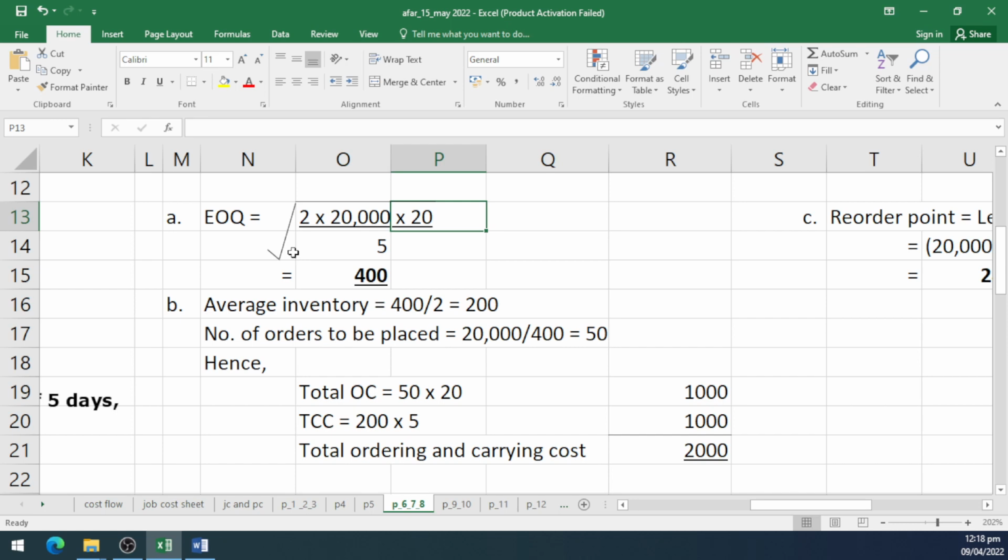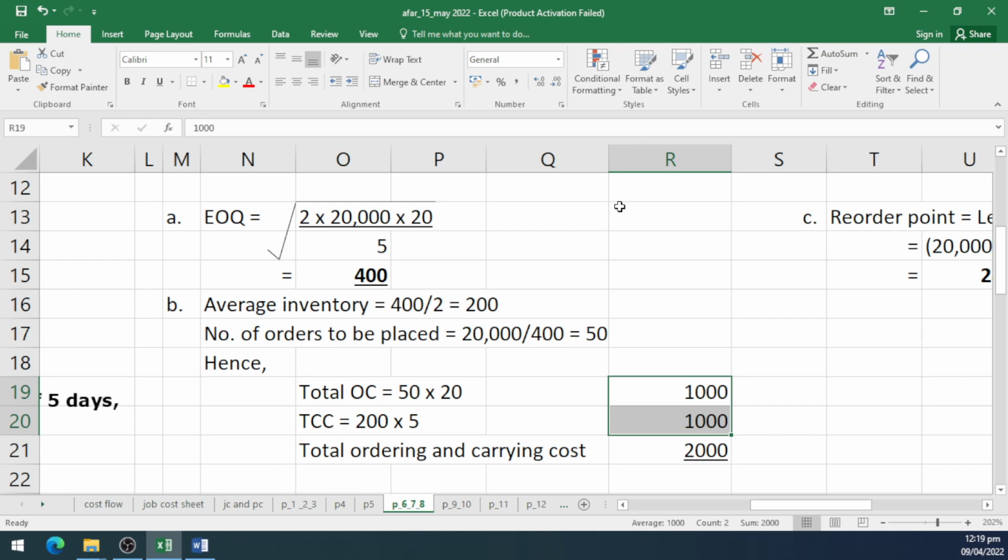Any order size below 400 or more than 400, ang total cost natin dyan mag-i-increase. Yan ang pinaka-economical order. EOQ nga no? Ang purpose niyang EOQ ay i-determine yung order size that will minimize the total of the ordering cost and the carrying cost. At mapapansin niyo dito, ladies and gentlemen, at EOQ, yung total ordering tsaka total carrying, equal lagi yan.